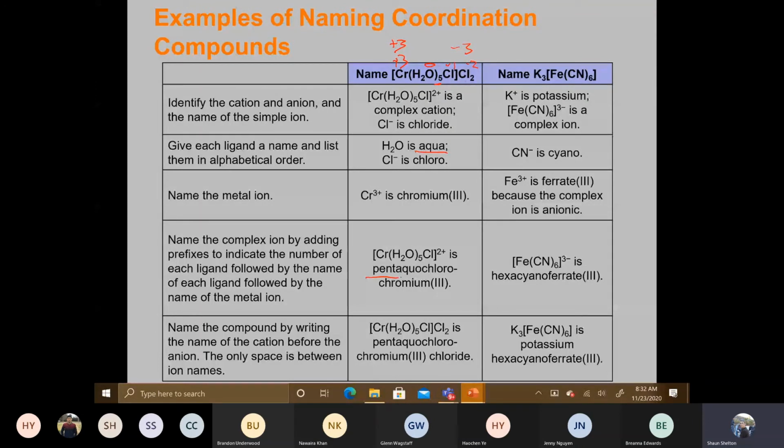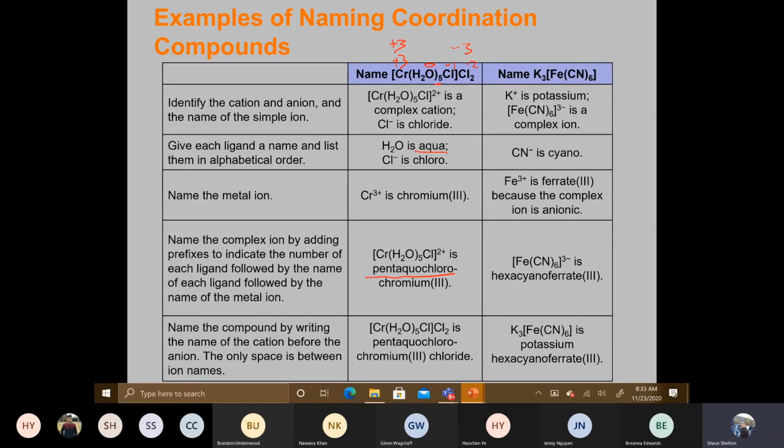Now, if you see right here, it's pentaaqua. Notice what they did here is they took off the A. Aqua is AQUA, but aquo, because it's in the complex, so you put that O on the end, chloro. So pentaaquachloro. If you look at the chlorine, there's only one chlorine. You do not have to use the prefix mono. You only have to use prefixes 2 and higher. So in this case, it's pentaaquachlorochromium 3.